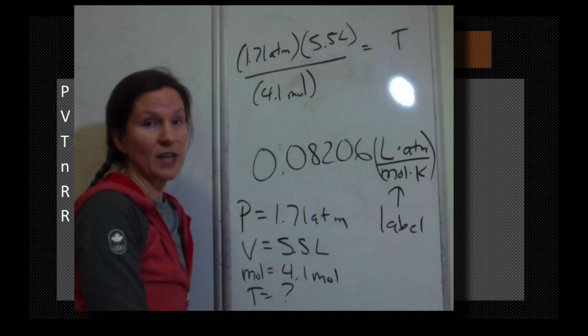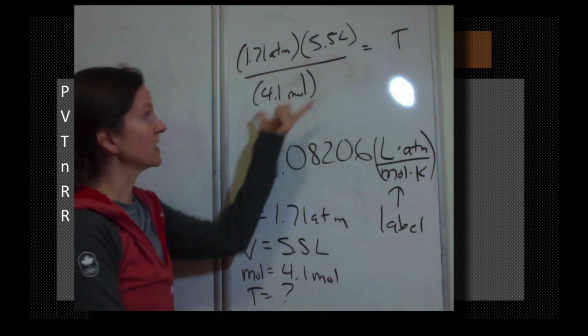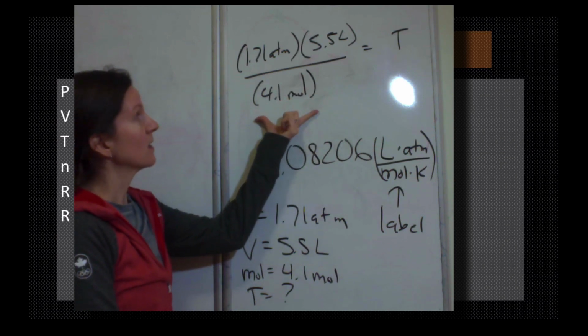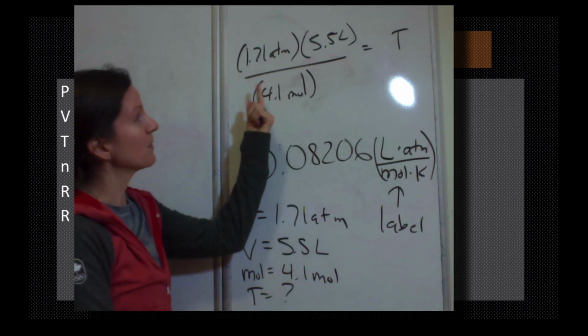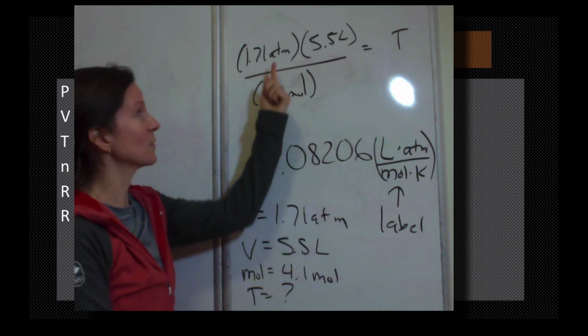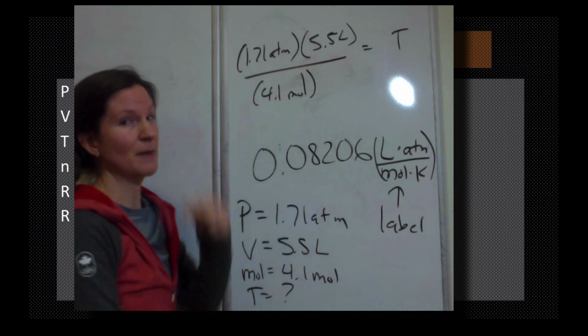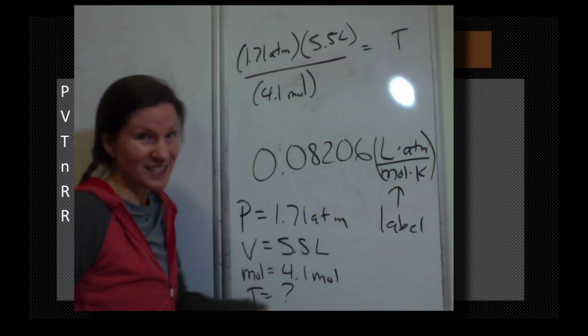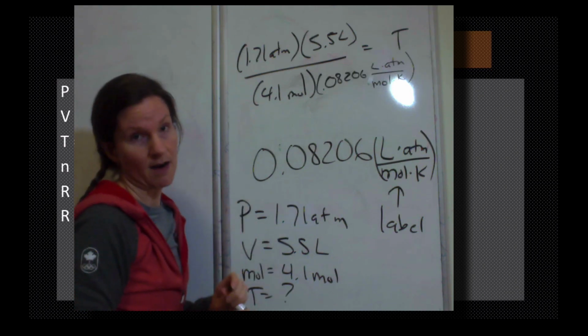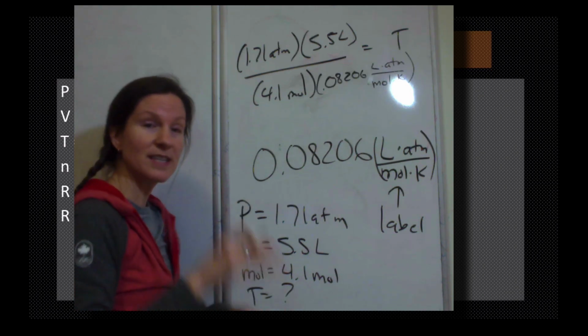So if you just look at PV and n equaling T, here's what we would get, right? We have our values here, but if you look at the labels, the final answer would be an atm times liter divided by mole, which is not temperature. That is not Kelvin.